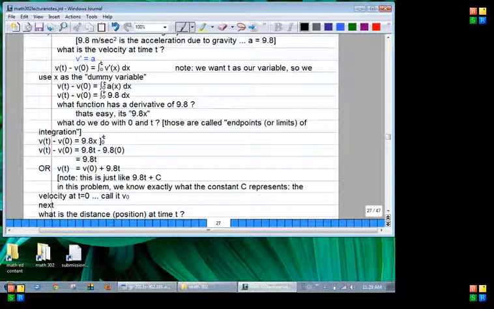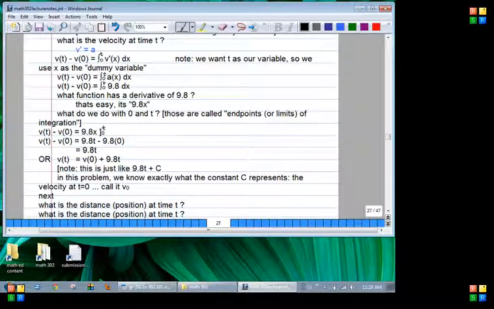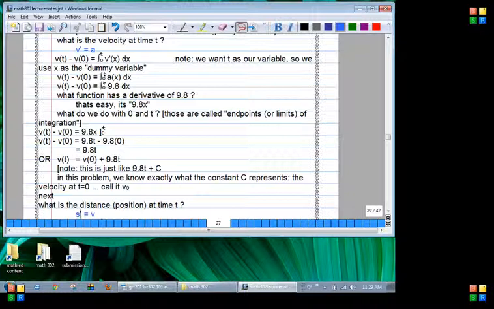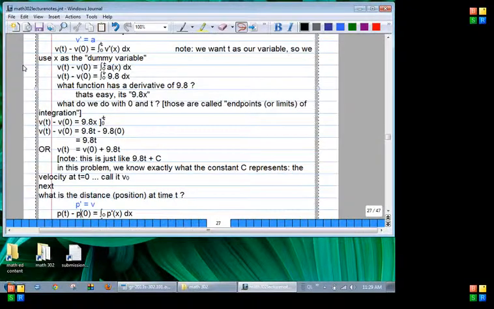What is the distance or position at time t? What do we have to do now? Integrate again. Okay. I said position was going to be p, so let me stick to that.